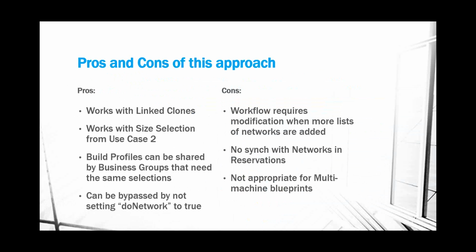Some of the cons to this particular one is if we have to add more lists of networks, for instance, we're bringing in a different business group, or we're adding another combination of networks, or we've bridged something in, then in those kinds of cases, we'll have to make a modification to the workflow that includes the logic to look for that custom property network selection. And just like before, there's really not a synchronization between the items that appear in the drop-down list, that is the value list for the custom property, and the networks that are on the business group's reservation.